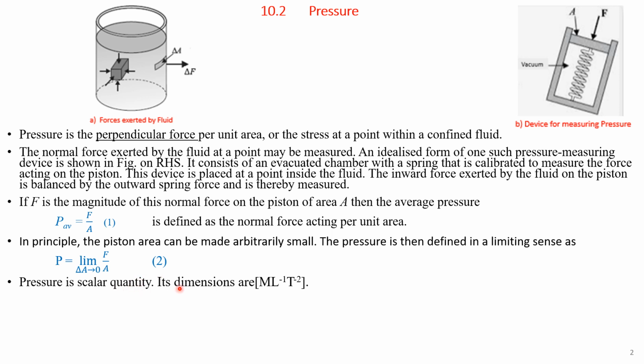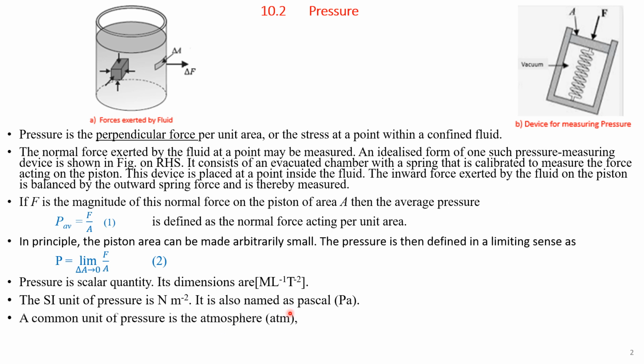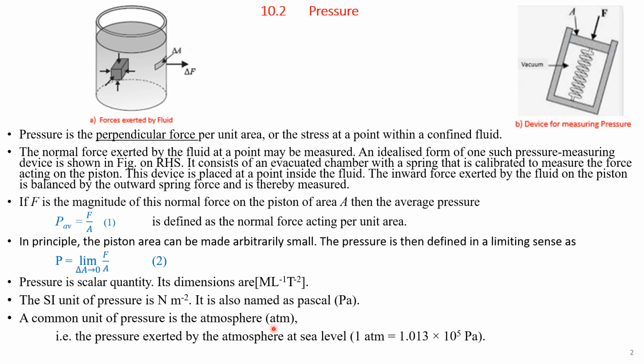Pressure is a scalar quantity. Its dimensions are M L to the power of minus 1 T to the power of minus 2. The SI unit of pressure is newtons per meter square. It is also named as Pascal. The common unit of pressure is atmosphere, that is the pressure exerted by atmosphere at sea level, which is expressed as ATM. 1 ATM is equal to 1.013 into 10 to the power of 5 pascals.